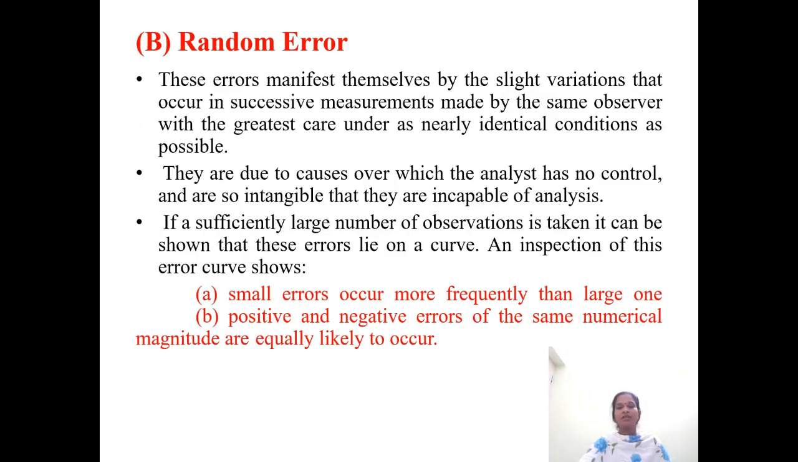The next type of error is random error. These errors manifest themselves by the slight variations that occur in successive measurements made by the same observer with the greatest care under as nearly identical conditions as possible. They are due to causes over which the analyst has no control and are so intangible that they are incapable of analysis. If a sufficiently large number of observations is made, it can be shown that these errors lie on a curve. An inspection of this error curve shows small errors occur more frequently than larger ones, and positive and negative errors of the same numerical magnitude are equally likely to occur.